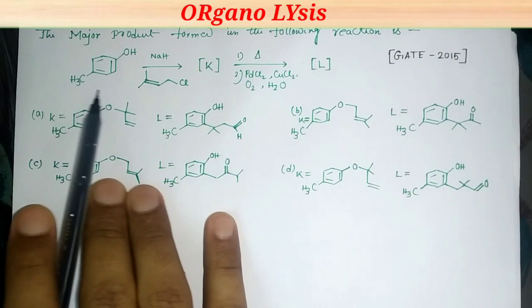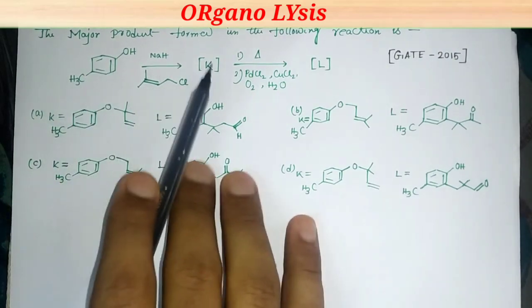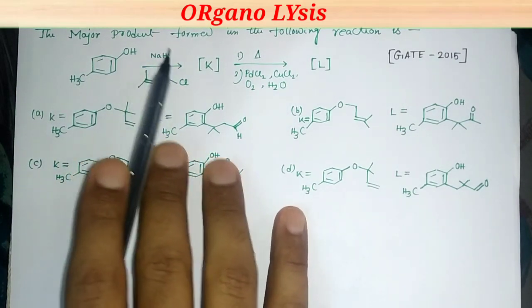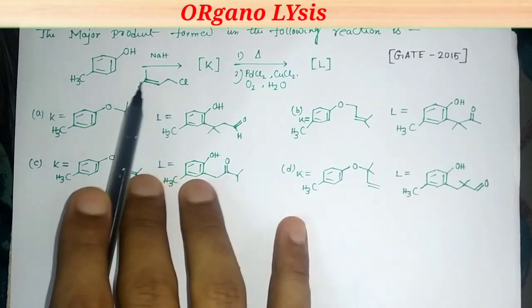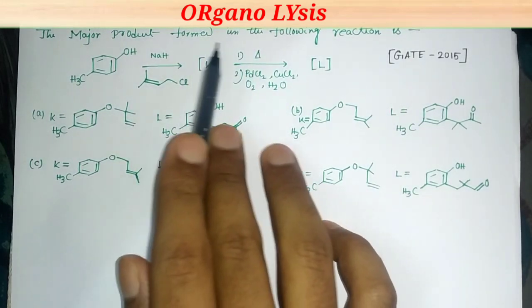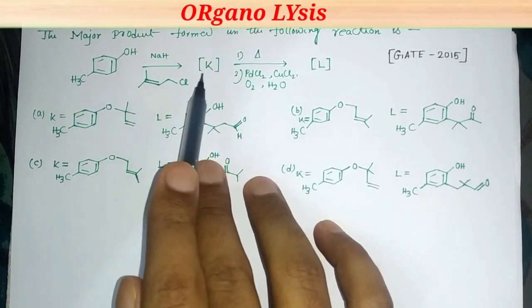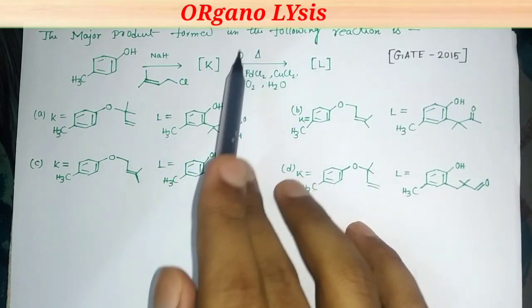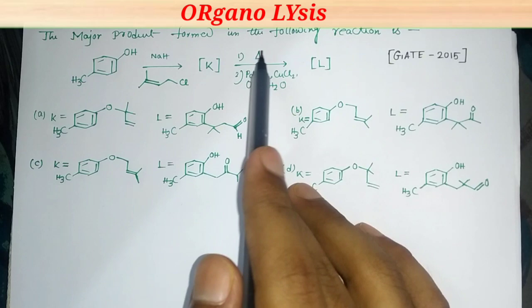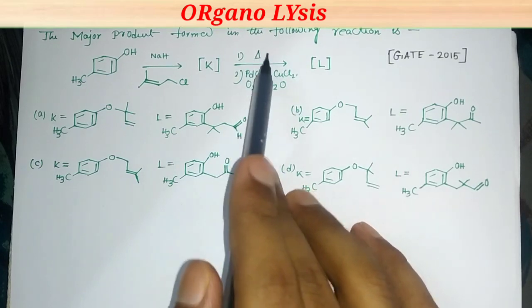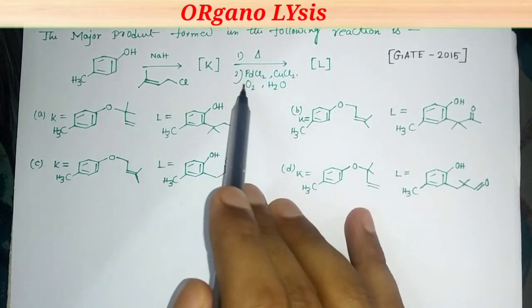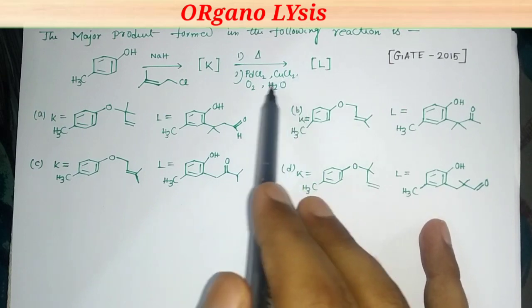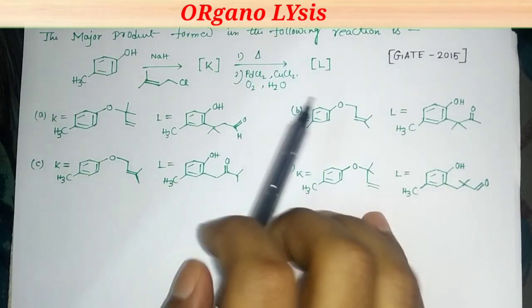Now you are given a substrate, a kind of phenol derivative, and the reagent used is sodium hydride and this kind of allyl halide, and you have to identify K, and then you have to identify L by using the reagents given to you. Number one is heat, the delta sign, and the second step is PdCl2, CuCl2, O2, which means this is your Wacker oxidation.